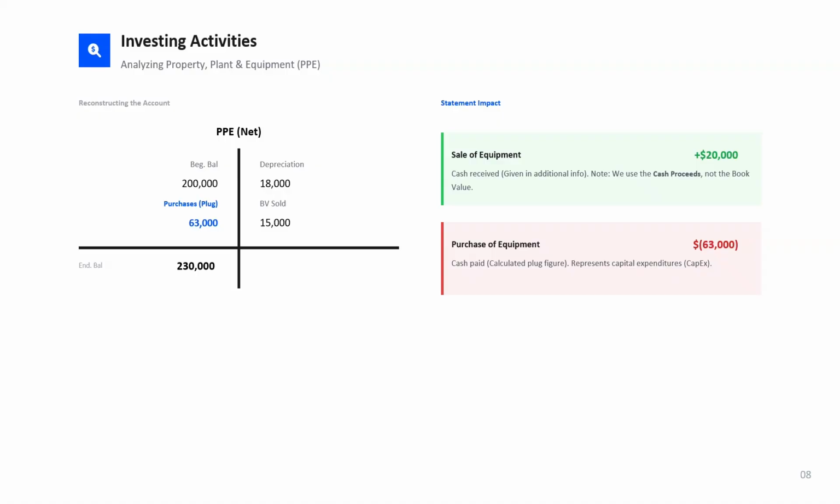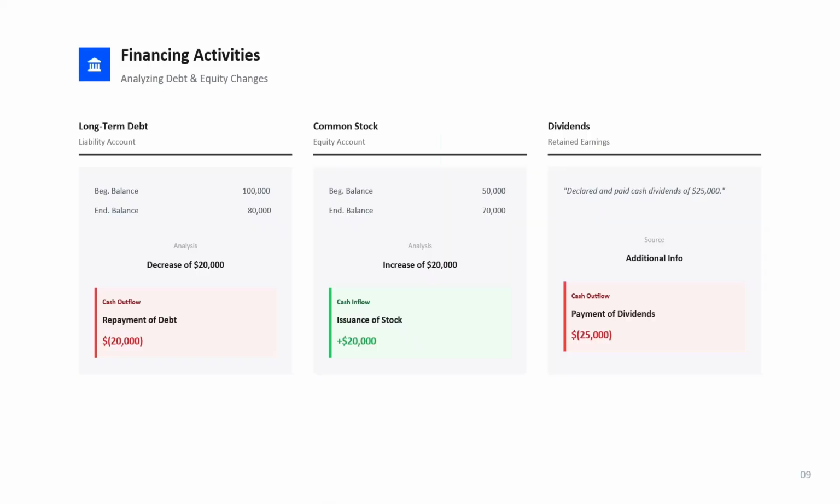We also had a sale of old equipment. We use the actual cash proceeds of $20,000, not the book value, as a cash inflow. The net result of these two transactions will be used in the final statement. Next, we'll analyze how this company finances these operations.